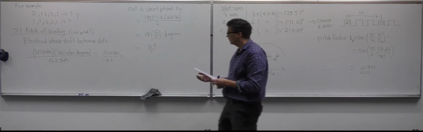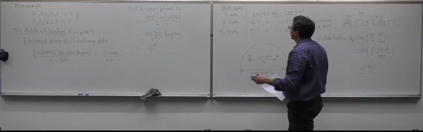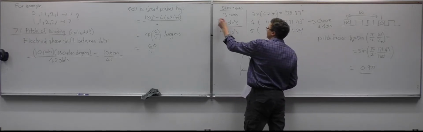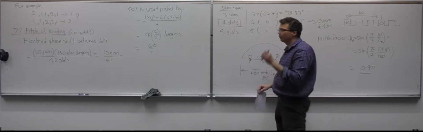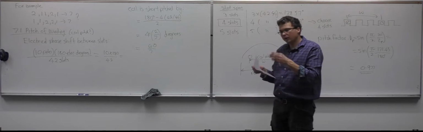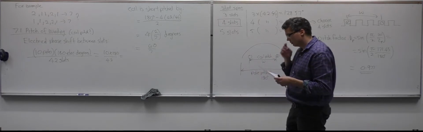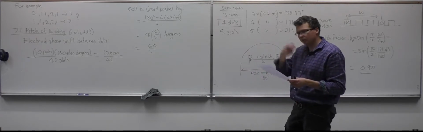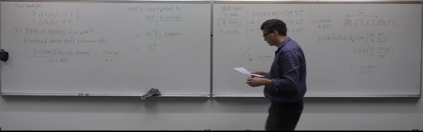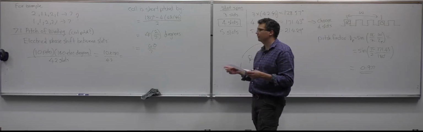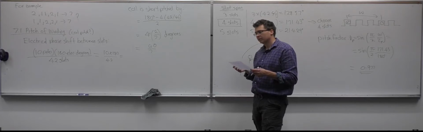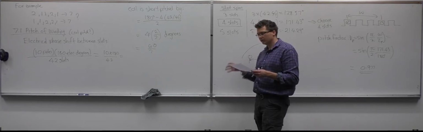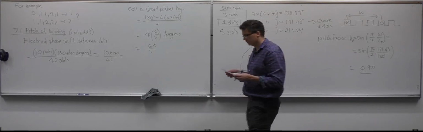Okay, so we've decided on the number of slots being 4 that the winding will be spread over. So now the question is, how do we choose the winding pattern? Now, since we know that after 21 slots the winding pattern repeats, we only need to study this for 21 slots.